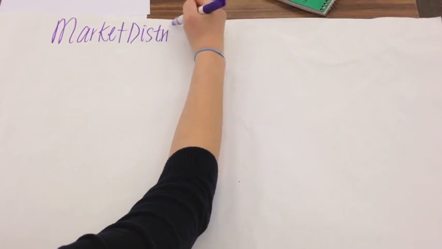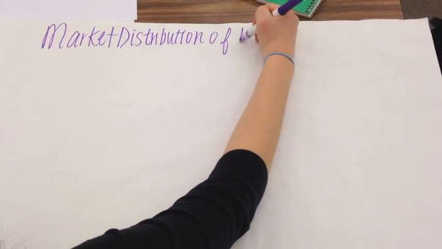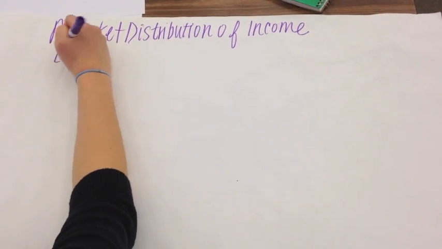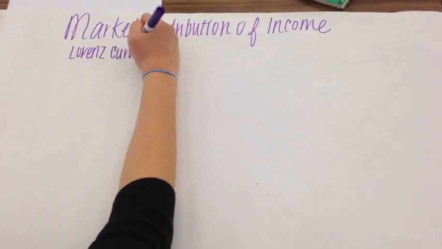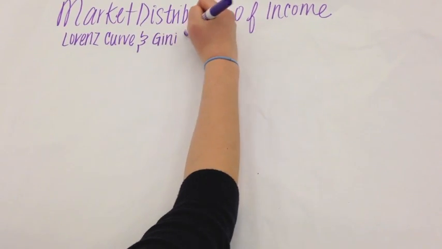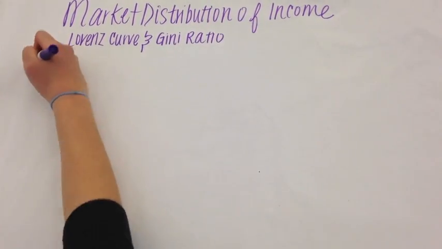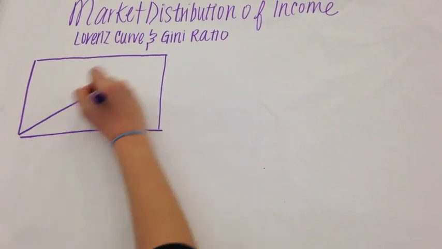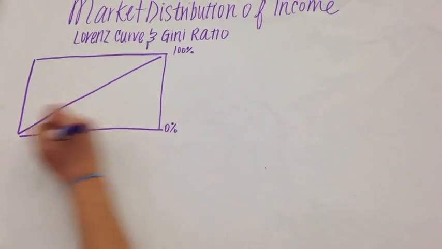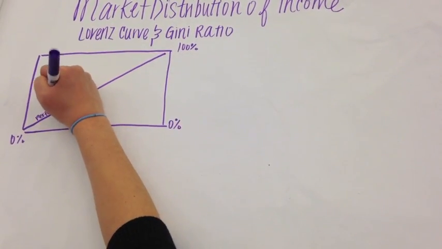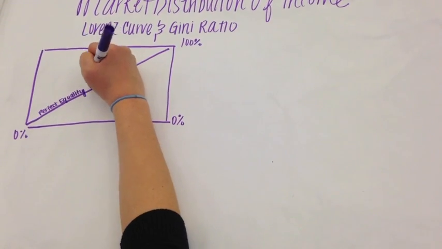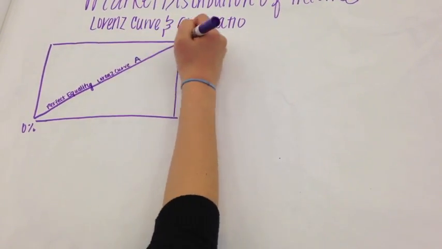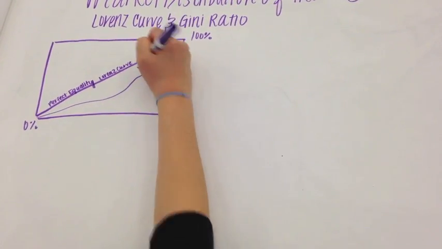Alright, so now we're going to talk about market distribution of income. The best way to look at this is the Lorenz curve. So, in the Lorenz curve, as you're about to see right here, a completely straight line at a slope of 1 is considered perfectly equal. So, this is your base graph, but unfortunately this doesn't really happen in real life.